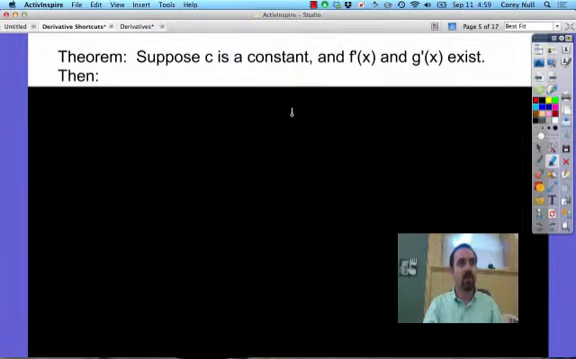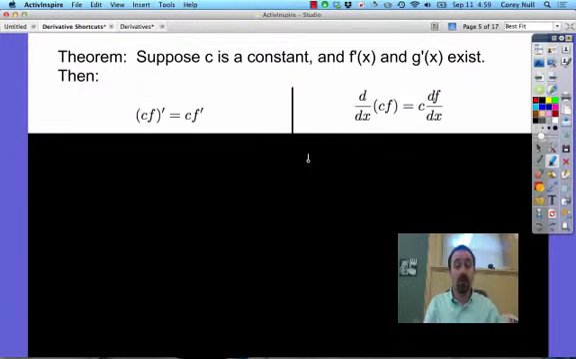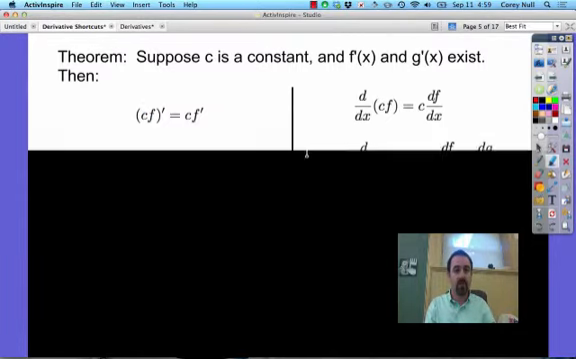Okay, so we're going to expand these theorems. C is a constant, and f prime and g prime exist. Then we're going to get some formulas that help us combine things. What this says is that if I have a number times a function, I can take the derivative of the function and then multiply the number back in. That's theorem number one.